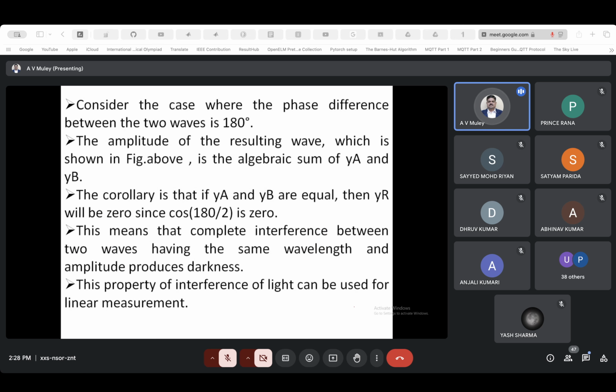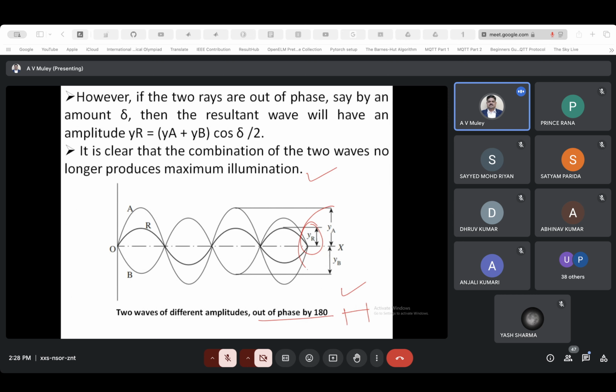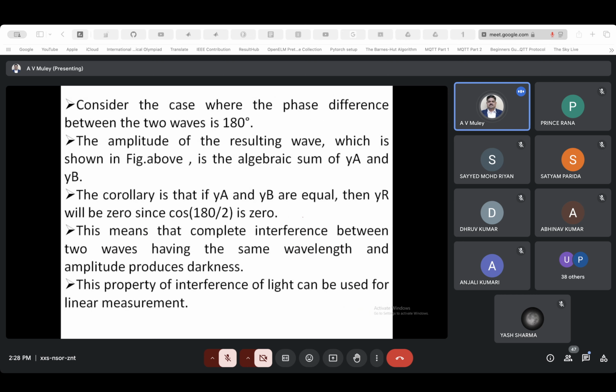Consider the case where the phase difference between the two waves is 180 degrees. The amplitude of the resulting wave, as shown in the figure above, is the algebraic sum of ya and yb. The corollary is that if ya and yb are equal, then yr will be 0 because cos 180 by 2 is equal to 0. If these two are equal, then it will be 0. This means that complete interference between two waves having the same wavelength and amplitude produces darkness.